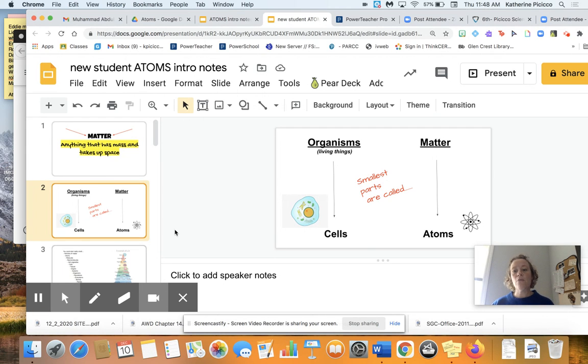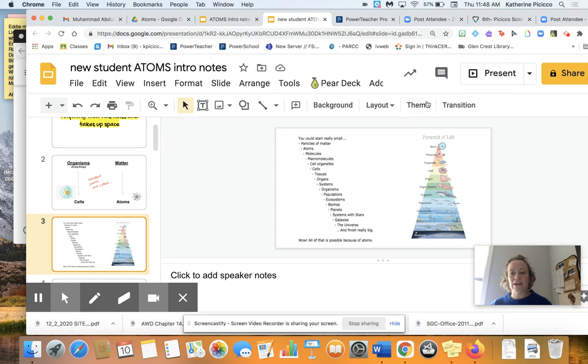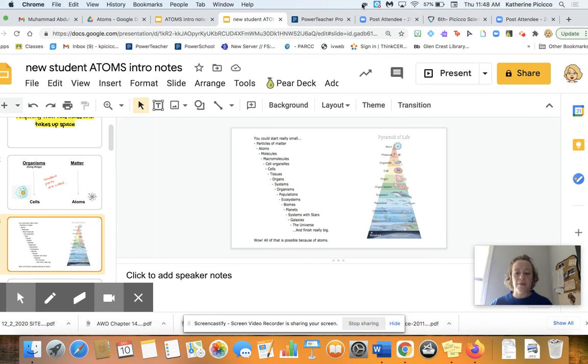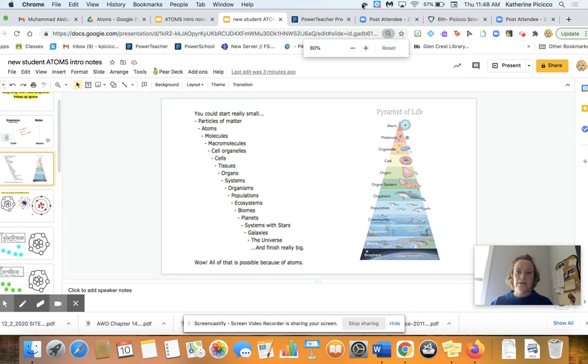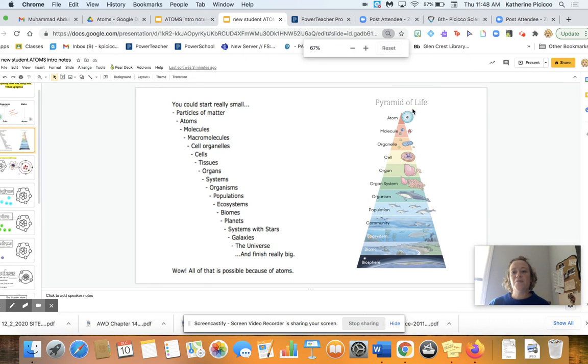Okay? So when we think about atoms, and this is kind of tricky to see, I know, on the screen. So here, let me make it a little bigger. There we go. But this is basically the organization of living and non-living things.